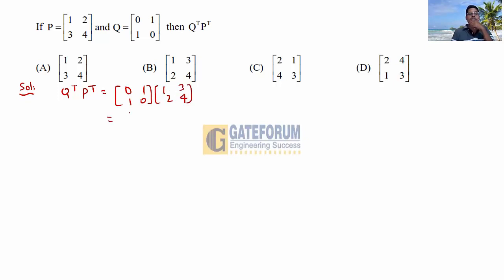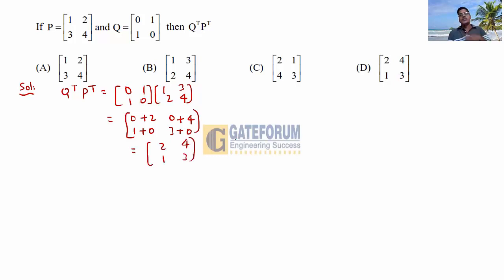So this simplifies to matrix multiplication. First row into first column: 0 into 1 plus 1 into 2, so 0 plus 2. First row into second column: 0 into 3, 0 plus 1 into 4 is 4. Second row into first column: 1 into 1 plus 0 into 2, 1. Second row into second column: 1 into 3, 3 plus 0 into 4, 3. So this is equal to 2, 4, 1, 3. So the answer is 2, 4, 1, 3. Accordingly, the option is D. This is the end of the question.